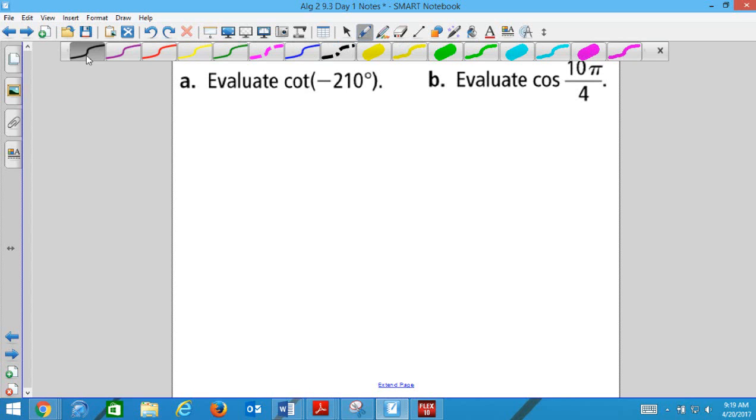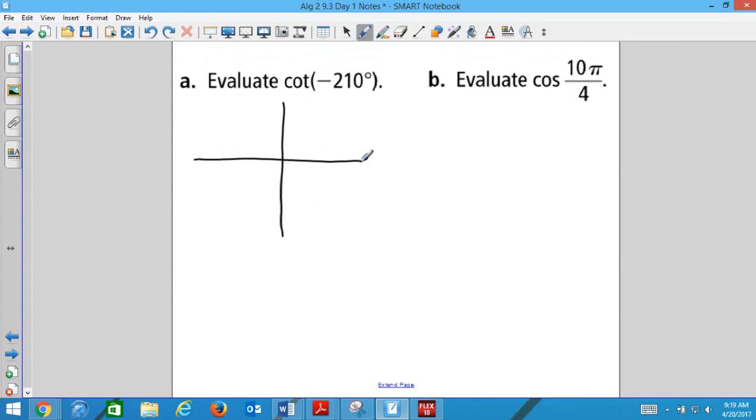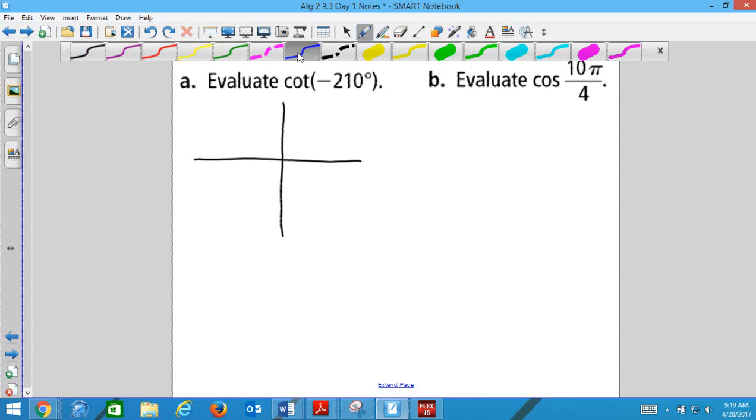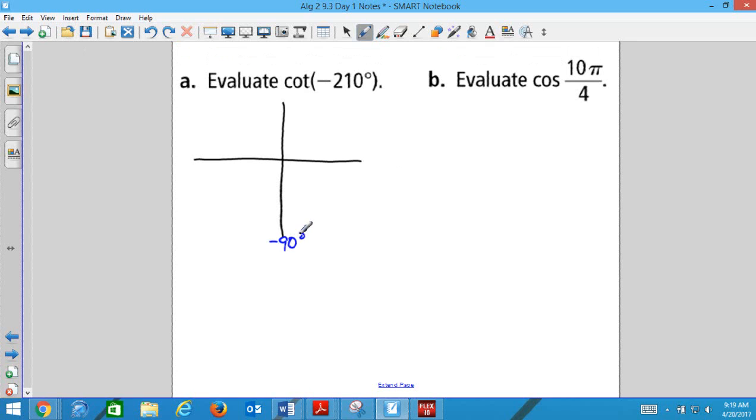Okay, evaluate cotangent of negative 210 degrees. So we're going to first draw our reference angle, negative 210. We're going to go negative 90 degrees, negative 180 degrees, negative 210 degrees. What is the reference angle? 30. So that's step 1. Step 2, we need to do cotangent of 30 degrees, the reference angle.